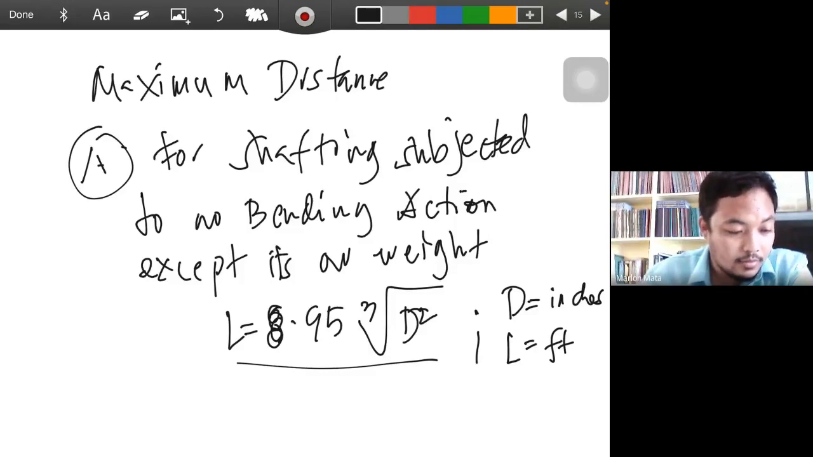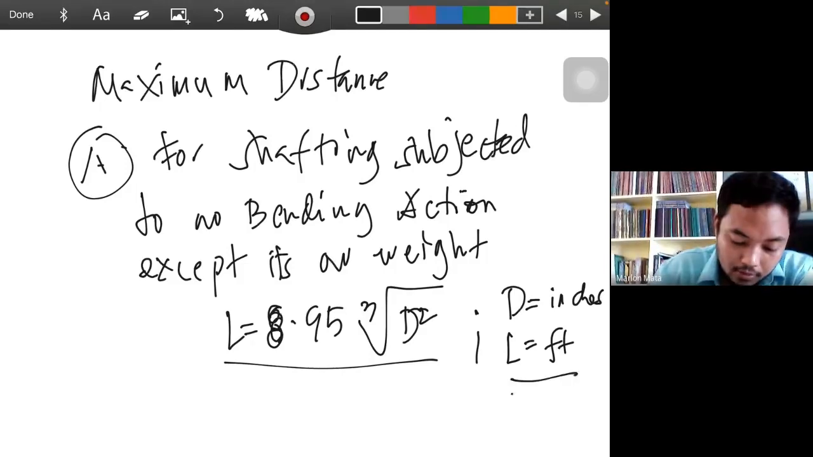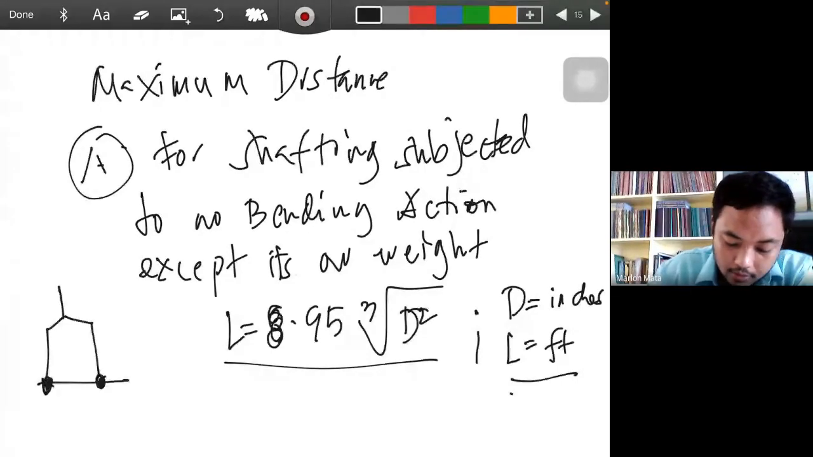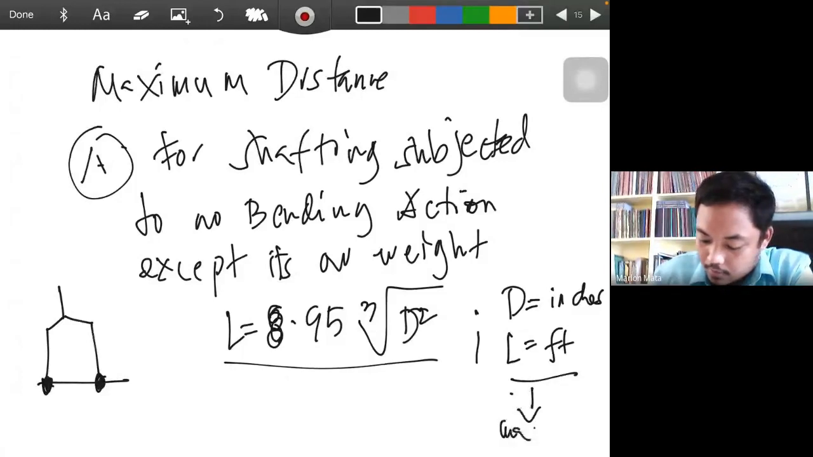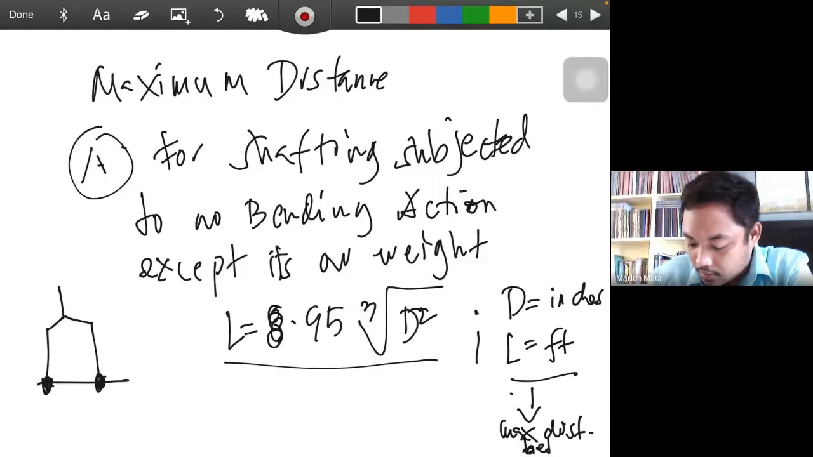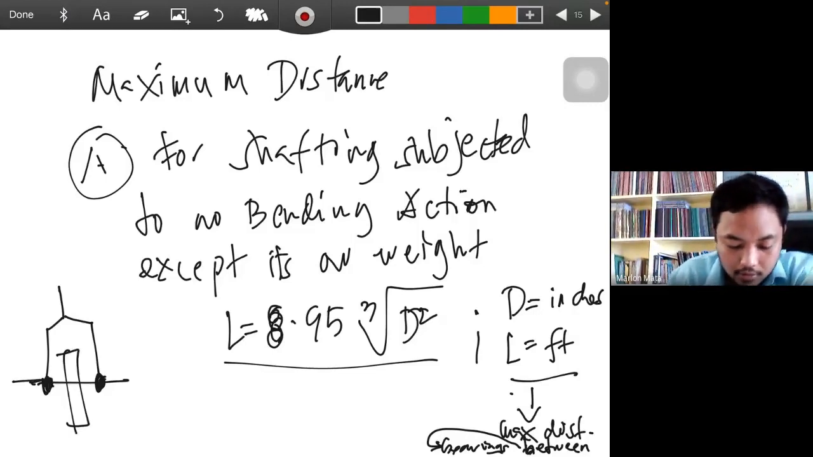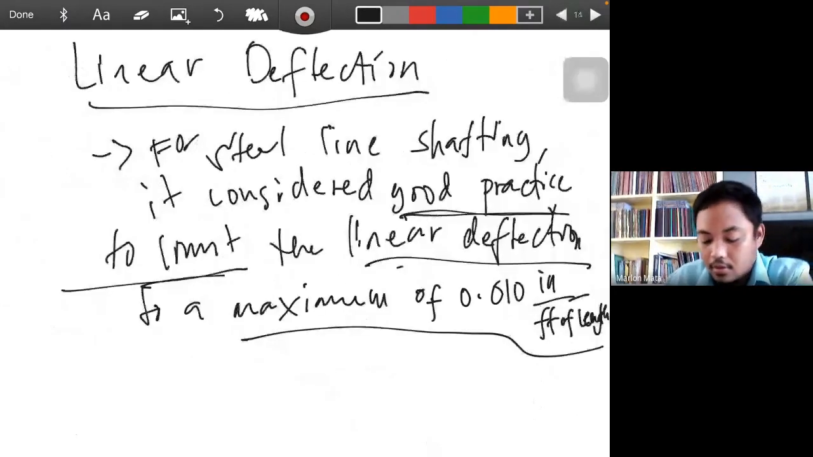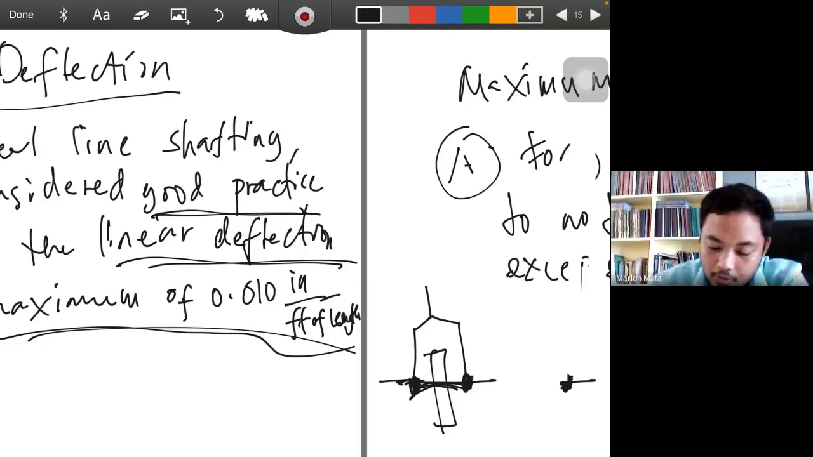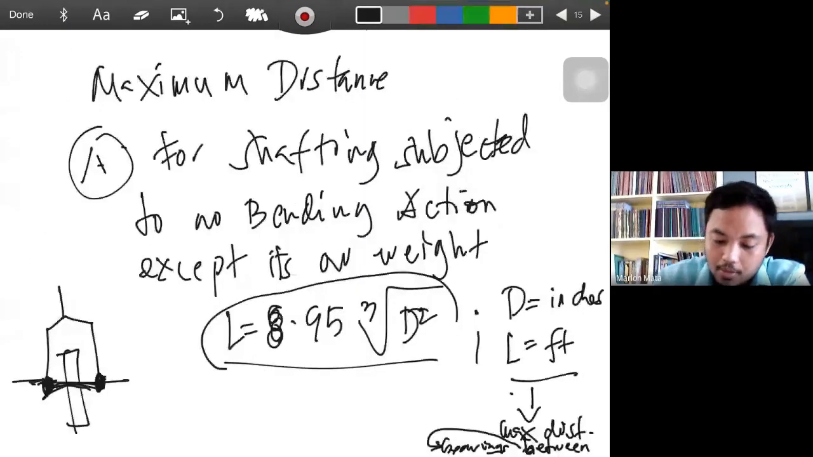So for example, an axle. Bending action except its own weight. So the length in feet is the maximum distance between bearings. For example, if this is your axle, there are two bearings there. If these are the bearings and this is your wheel, it will produce a bending action. So the rule is to limit the linear deflection to 0.010 inches per foot of length. Therefore, to solve the length given a diameter in that situation, you will use that empirical formula.